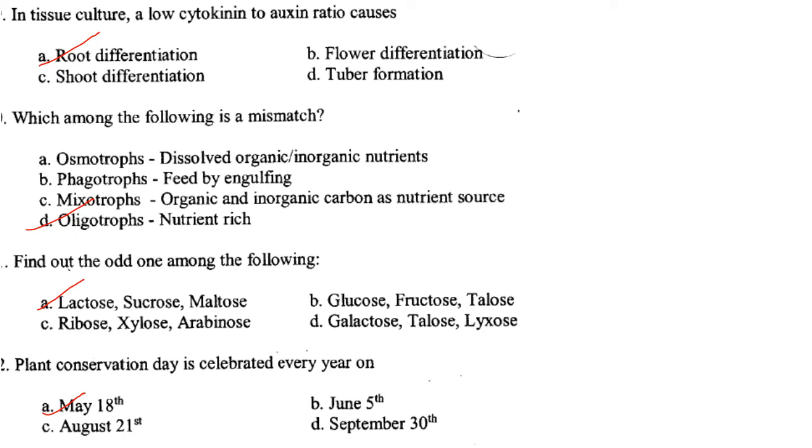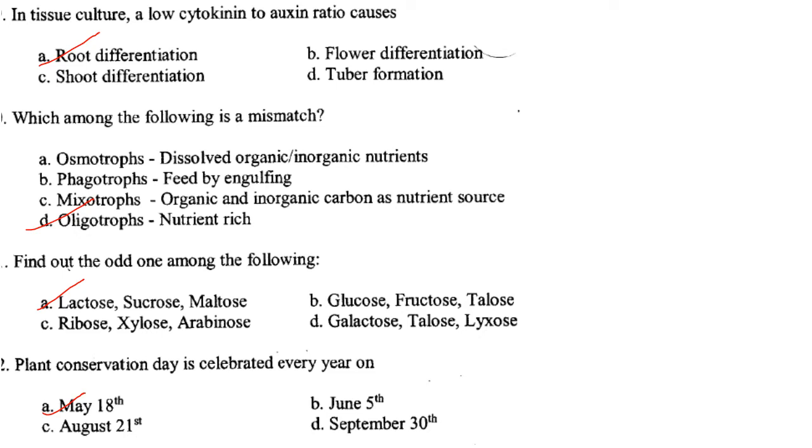Then which among the following is a mismatch? So osmotrophy is a feeding mechanism involving the movement of dissolved organic compounds by osmosis for nutrition. Then organisms that use osmotrophy are called osmotrophs. Then oligotrophy is an organism that can live in an environment that offers very low level of nutrients. Phagotrophs feed by engulfing, and mixotrophs use organic and inorganic carbon as nutrient source. So which among the following is a mismatch? That is oligotrophs. They are not nutrient rich, they require very low level of nutrients. So answer is option D.